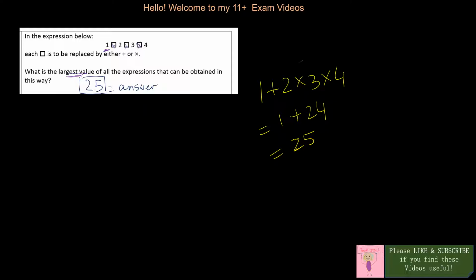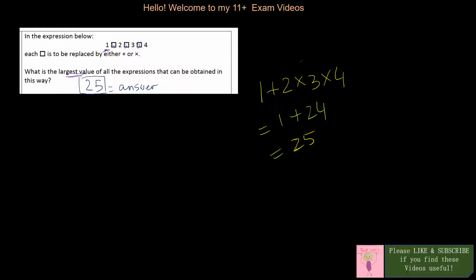So how will we solve this? We will add 1, so it will be plus, then we will have 2 multiplied by 3 multiplied by 4. That equals 1 plus 2 times 3, 6 times 4 is 24, and that equals 25. So what is the largest value of all the expressions? The largest value is going to be 25. That is your answer.